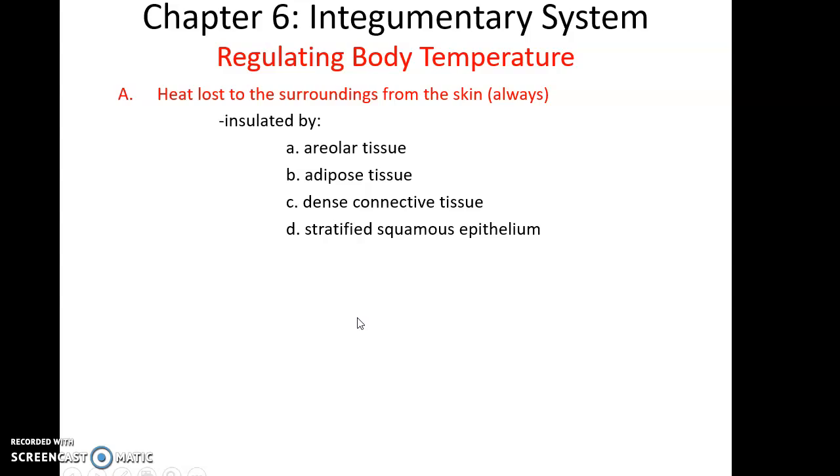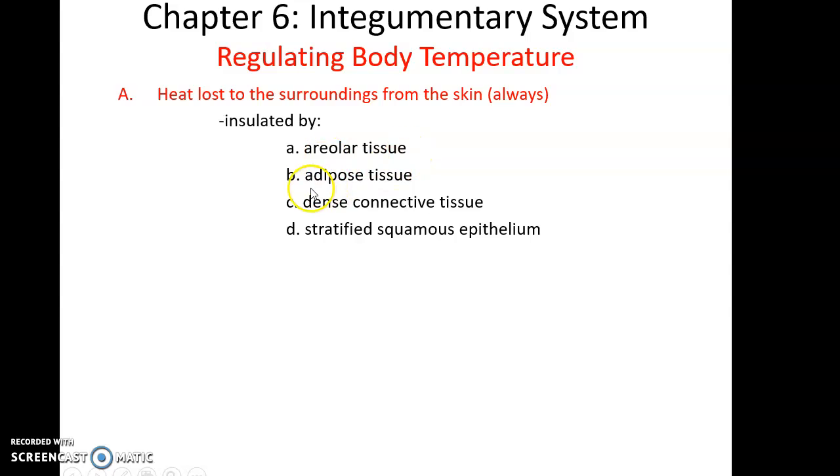All right, moving on to thermoregulation, or regulating the body temperature. So we are always losing heat to our environment. There's always some heat loss through the skin. It is impossible to prevent that, except by going into an environment that is much hotter than body temperature. But we do have insulation to try to limit the amount of heat lost.